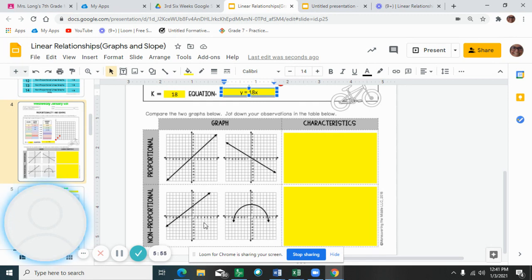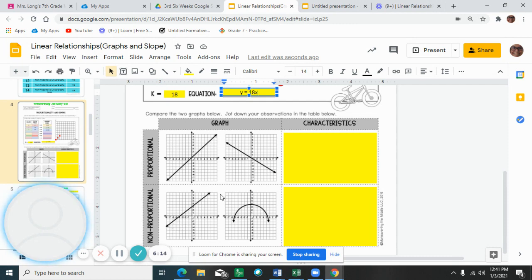So this is where you're looking. You've got to decide looking at your graphs. This one will be easy to say, no, that's not proportional. It's not even a line. This one over here is going to be a little more difficult if you don't remember the key rule for being proportional. It has to pass through the origin.